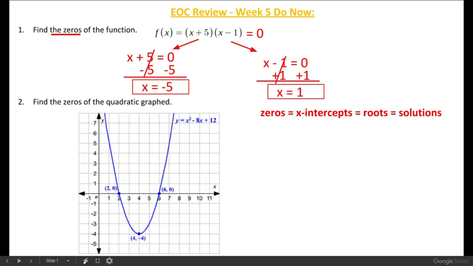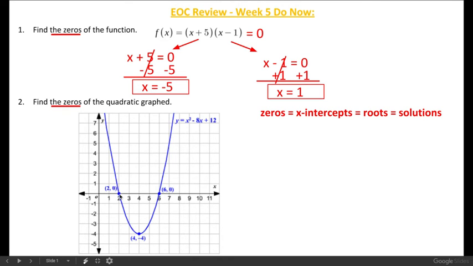For number 2, the question asks you to find the zeros again, but this time they don't give you the function. They don't give you the equation. They actually give you the graph. So it's easier when you have the graph. The zeros are the x-intercepts. So you just want to look at the graph and look at the x-axis, which is this horizontal axis that goes here, and find where the parabola crosses the x-axis.